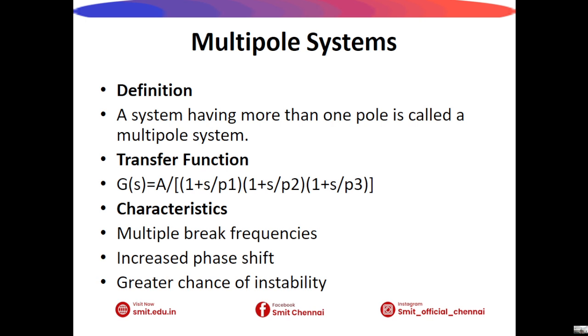Next, we see the multipole system. Real amplifiers and control systems rarely have only one pole. Most practical systems contain multiple poles due to the presence of capacitors, transistors, and parasitic effects. These systems are called multipole systems. As the number of poles increases, the complexity of frequency response and stability analysis also increases.